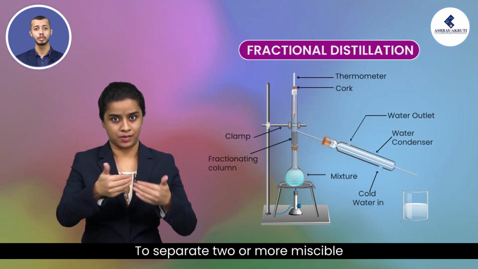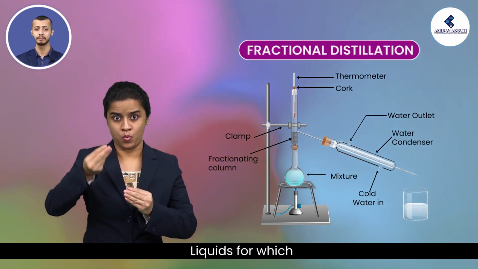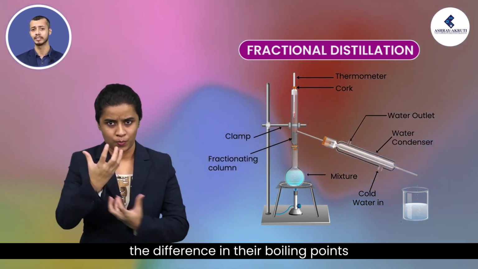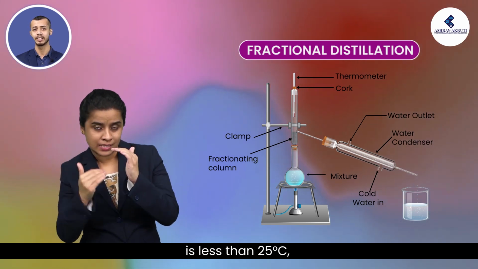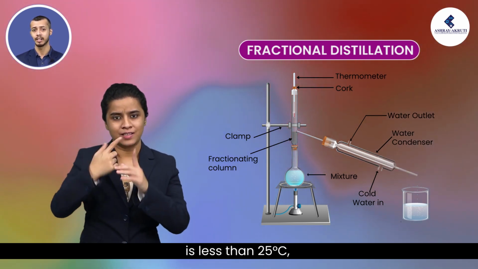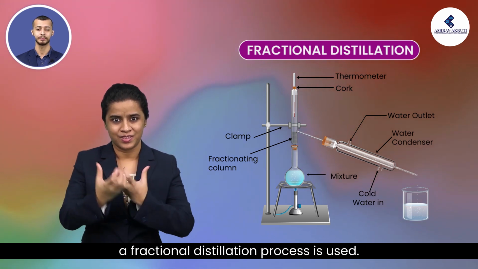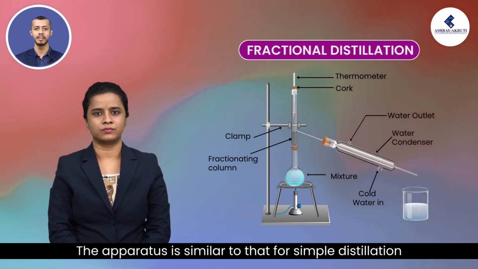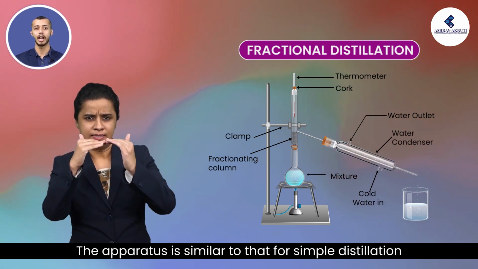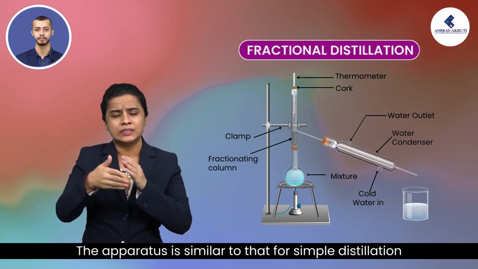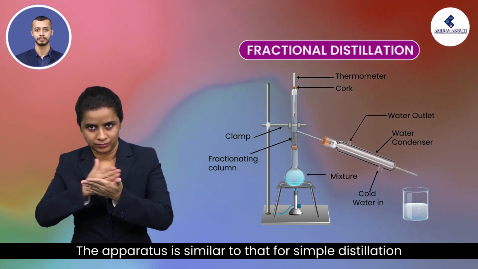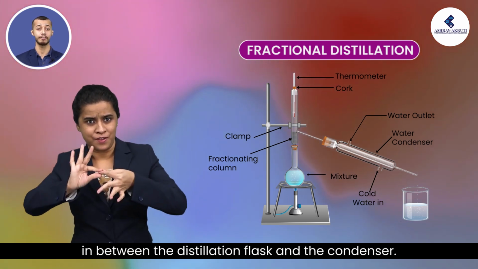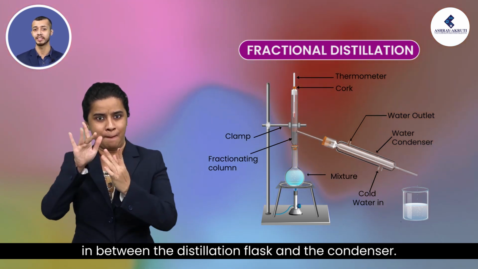To separate 2 or more miscible liquids for which the difference in their boiling points is less than 25 degrees Celsius, a fractional distillation process is used. The apparatus is similar to that for simple distillation. Fractionating column is fitted in between the distillation flask and the condenser.